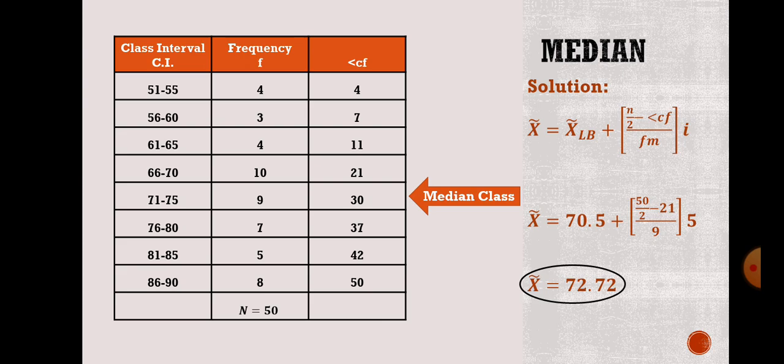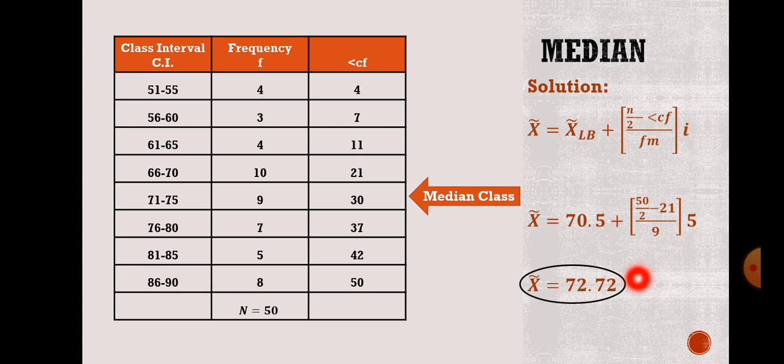Okay, so para makuha natin yung median, mag-start tayo dito. 50 divided by 2. Unahin natin yung nasa loob ng bracket. Sundin natin yung PEMDAS. So 50 divided by 2. After that, press equals, and then minus 21, press equals, and then divide it by 9, press equals, and then multiply it by 5, and then press equals, and then finally add 70.5, which will result to 72.72.